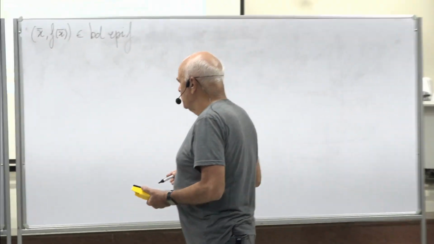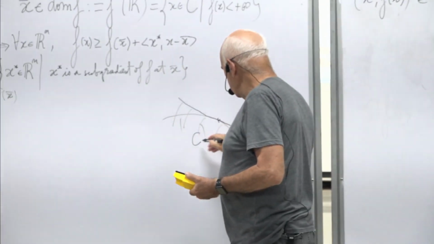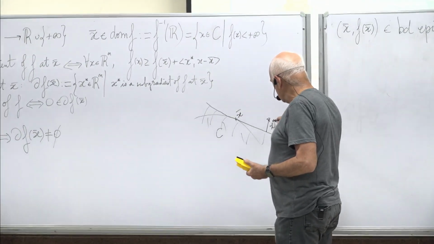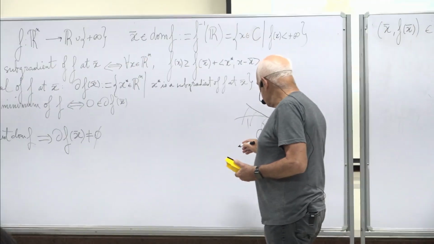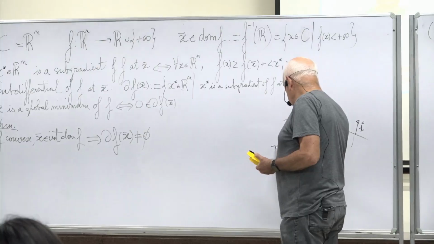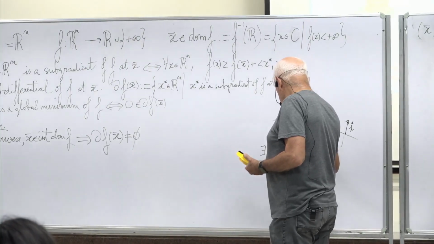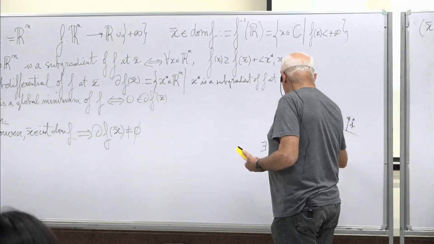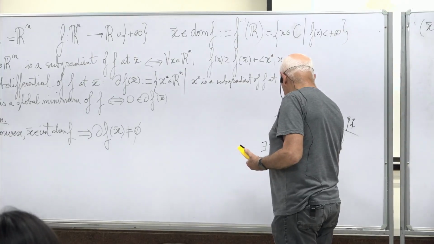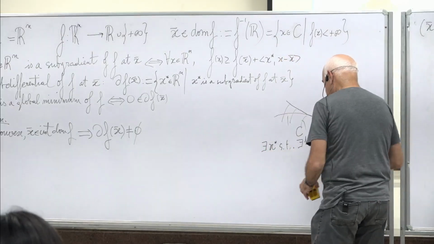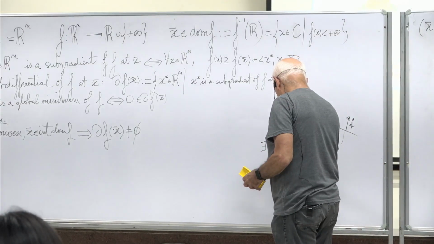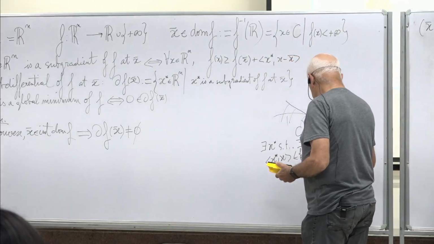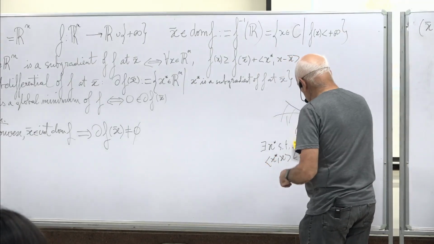Okay? So, if this is C and this is x bar, and x star is the normal vector to this hyperplane, this property says that there exists x bar such that x star, and there is also a number k such that x star x is less than or equal to k for every x in C. No need to mention k here.